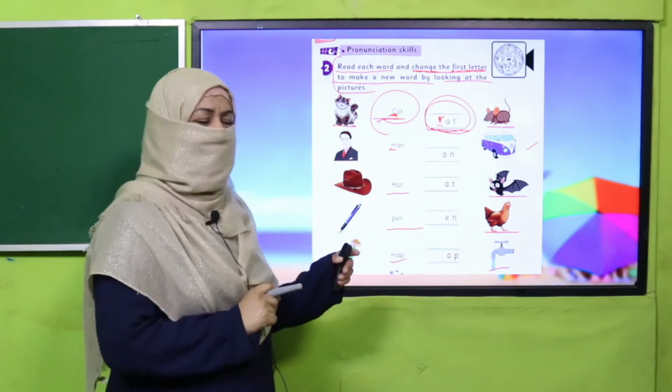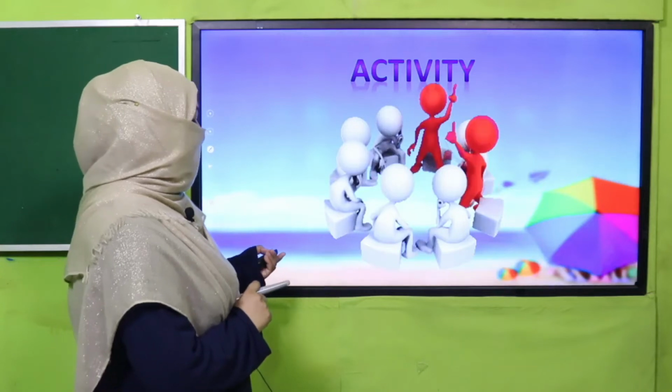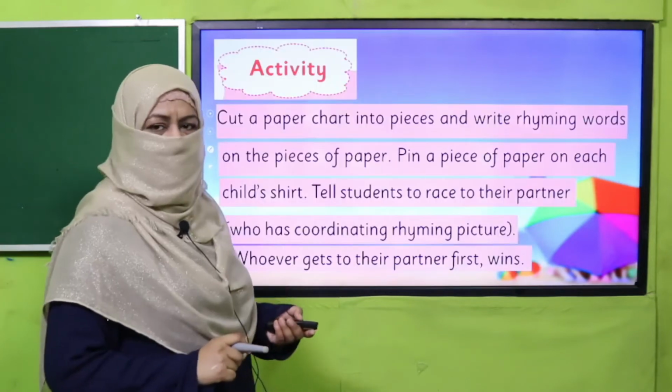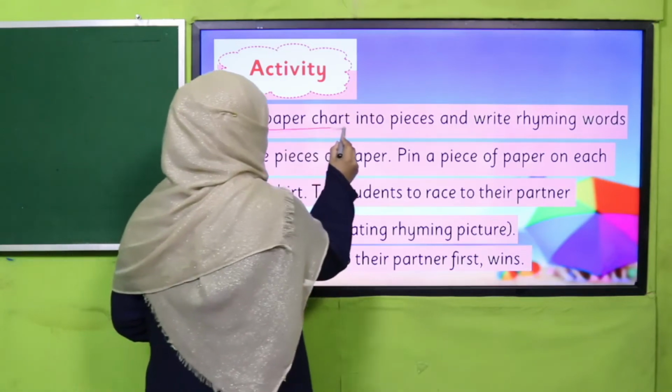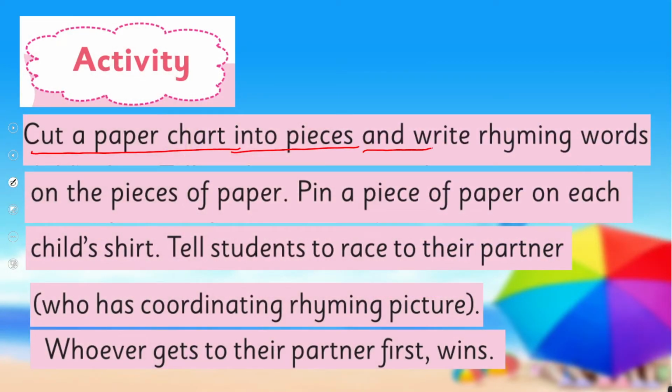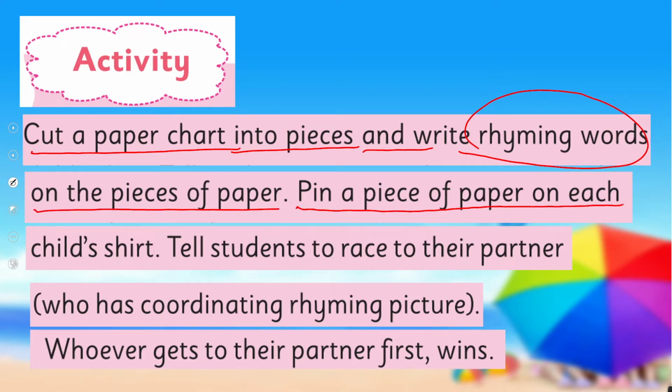Okay, I'm going to check you through an activity. So dear teachers, this activity has been given in the book. What are we supposed to do? The teacher will cut a paper chart into pieces and will write rhyming words on the pieces of paper. Now she will pin a piece of paper on each child's shirt and tell students to race to their partner who has the corresponding rhyming picture.